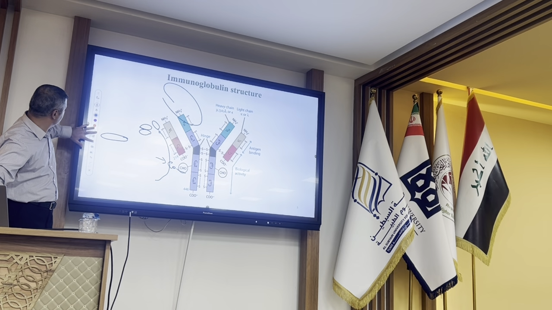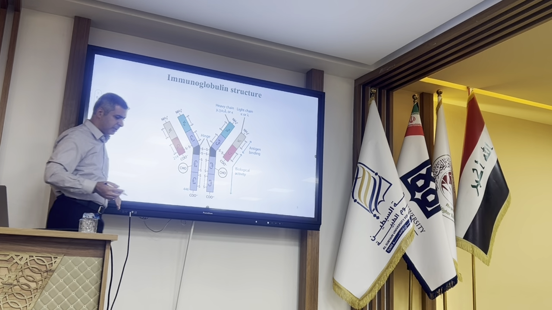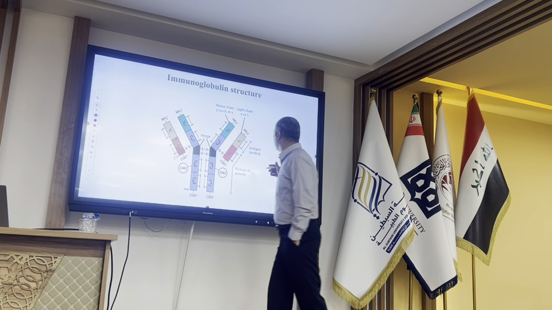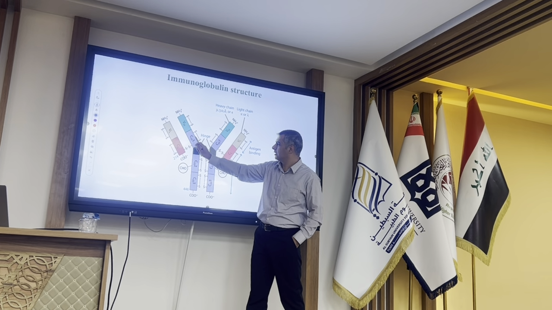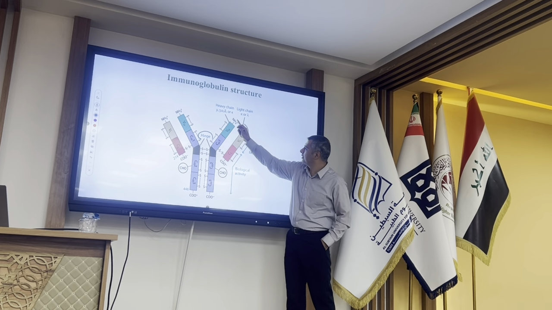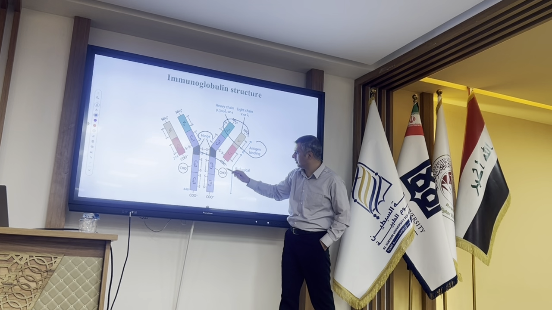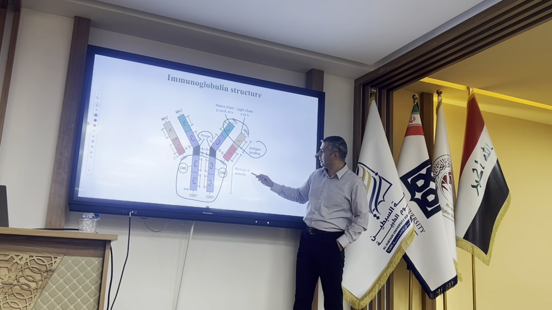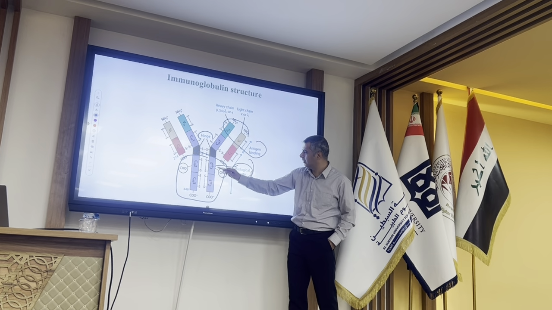Here is another shape for the antibody: variable domains, constant domains, hinge region, antigen binding site, and FC, this part, and most biologic activity of antibody is done by FC.